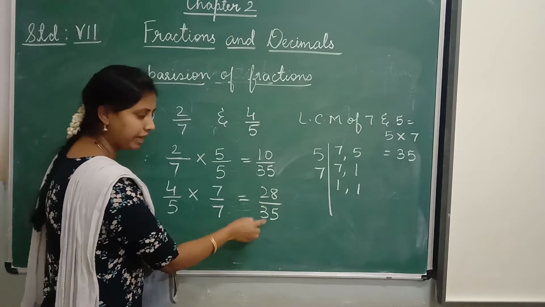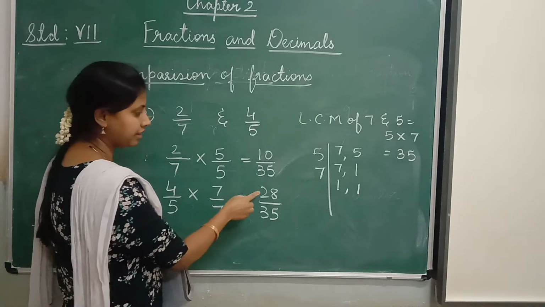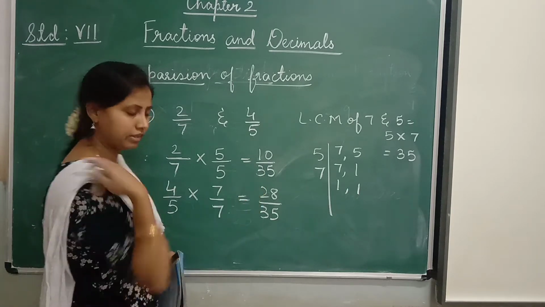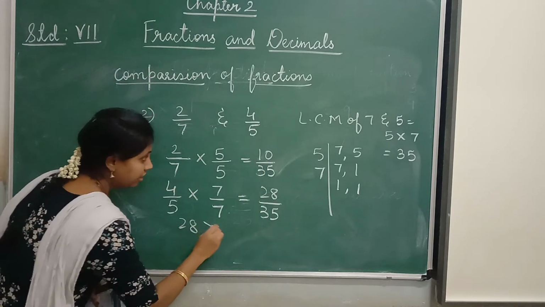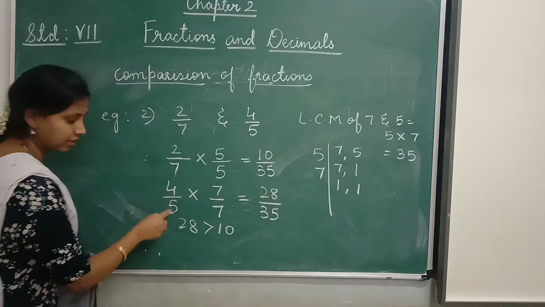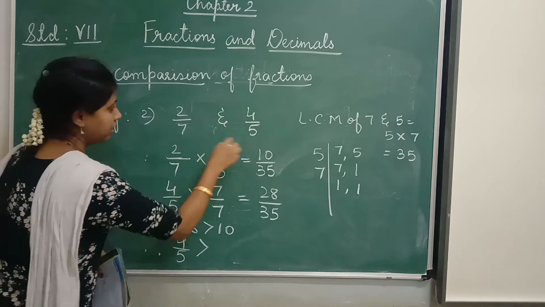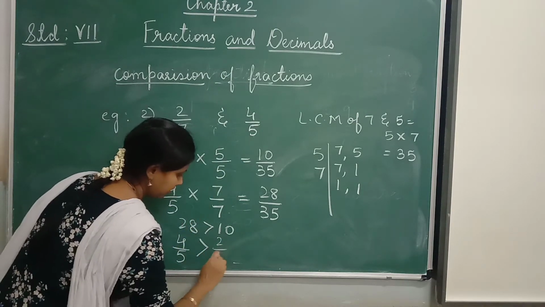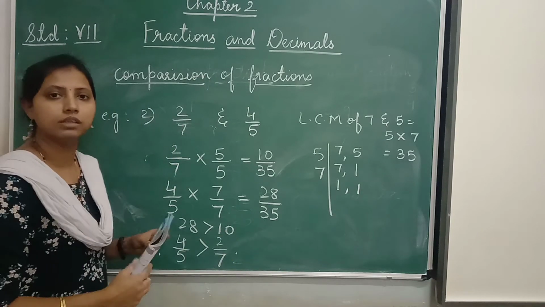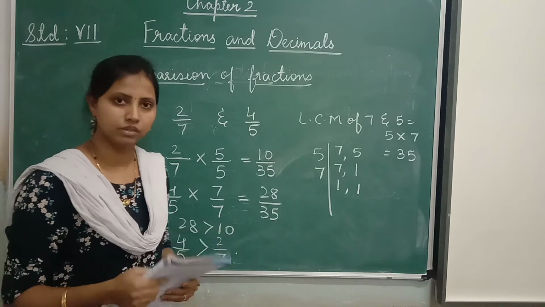So when denominators are the same, we can compare the numerators. Which numerator is greater, children? 28. 28 is greater than 10. So therefore which fraction is greater? 28 represents the fraction 4 by 5. So 4 by 5 is greater than the fraction 2 by 7. This is the way you find out which fraction is greater or which fraction is smaller.